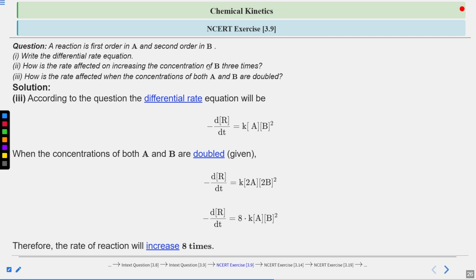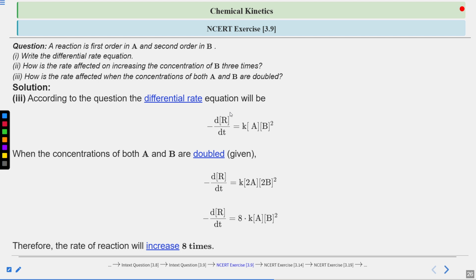Then in the second question, if the concentration of B is increased 3 times, the rate is increasing 9 times. And in the third question, if you are doubling the concentration of both reactants A and B, then our rate of reaction is increasing 8 times. This is how the rate is affected when you are increasing the concentration of the reactants.